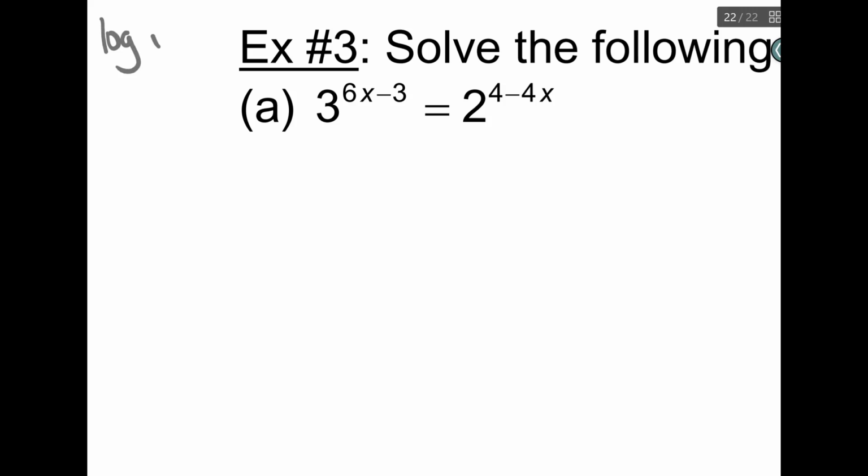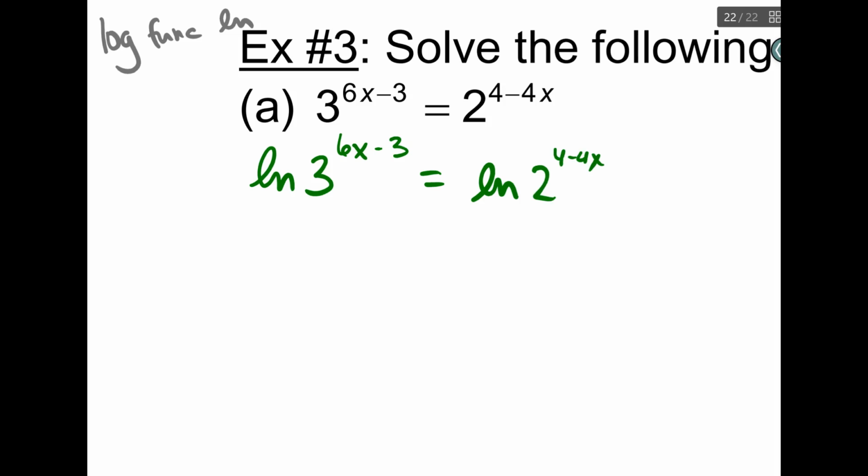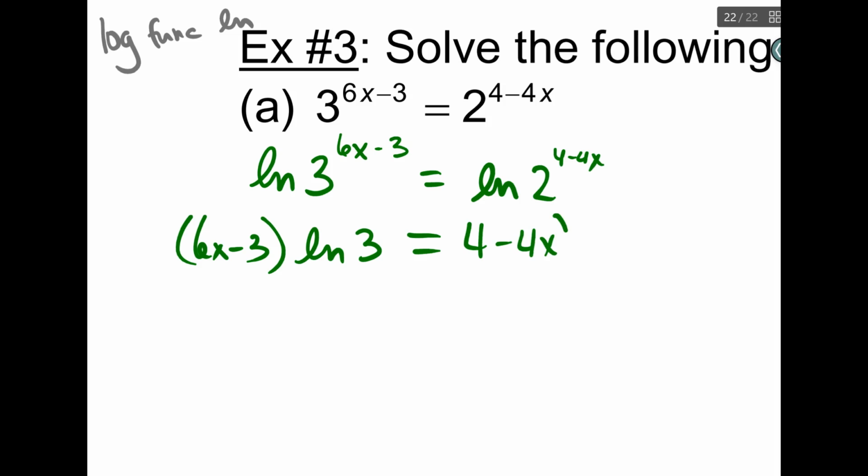So I can use a log function, ln, to simplify both sides because I'm wanting to solve for x and x is in my exponents. Okay. This is not going to be great fun, but we'll get past it. ln of 3 to the 6x minus 3 is equal to ln of 2 to the 4 minus 4x. Bring the exponents to the front, so I have 6x minus 3 times ln of 3 is equal to 4 minus 4x times ln of 2.